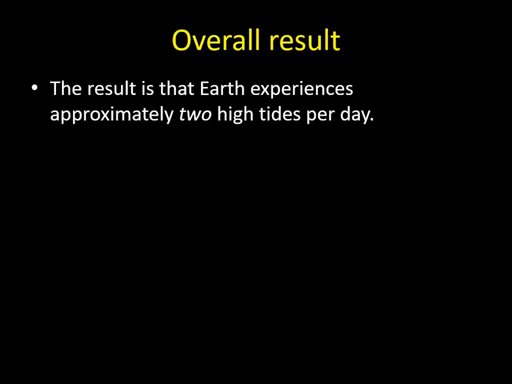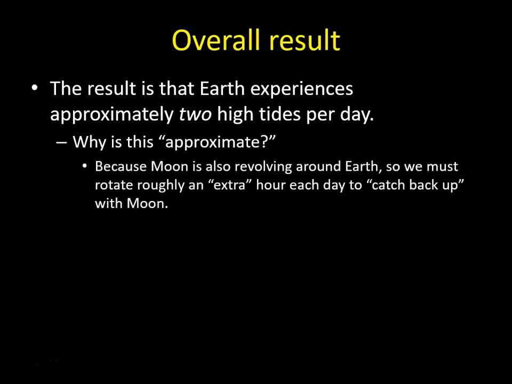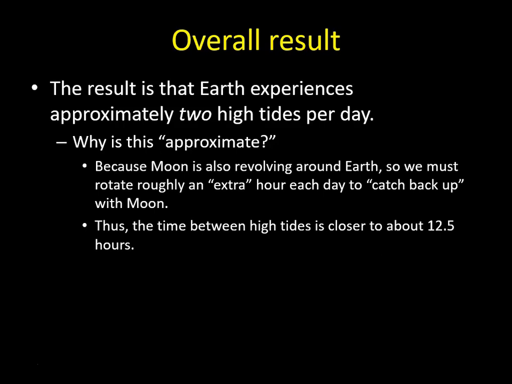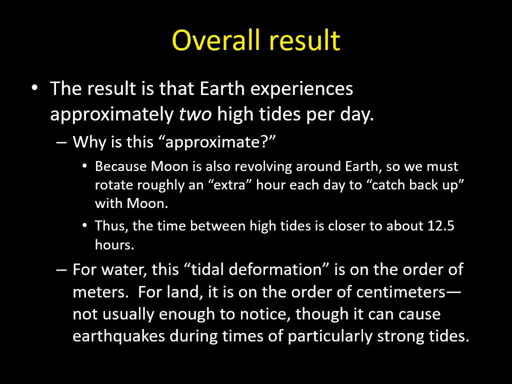Now, why do I say approximately 2 high tides per day? It's approximate because, as this is happening, our moon is orbiting around Earth. So it turns out that we have to rotate about an extra hour each day to catch back up with the moon. In other words, the moon rises about an hour later each day. So in truth, you get 2 high tides about every 25 hours, or 1 high tide about every 12.5 hours.